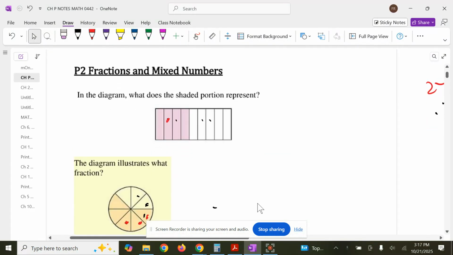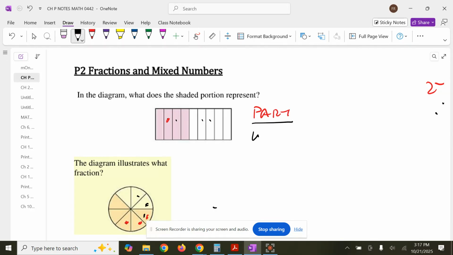All right, y'all. So what we're going to do here today, we're going to go through section P2, which talks about fractions and mixed numbers. So the problem here says, in the diagram, what does the shaded portion represent? Okay, so y'all, when we have a fraction, it means we have a part out of the entire or the whole thing. Okay, so I'm going to count the whole thing.